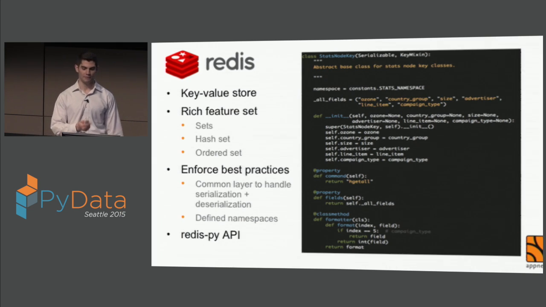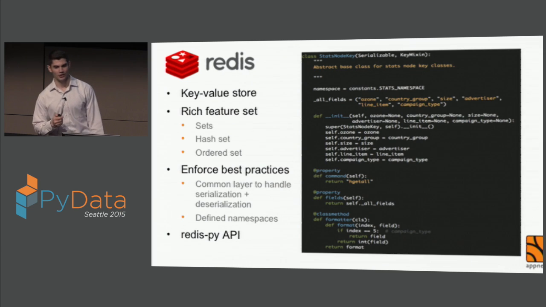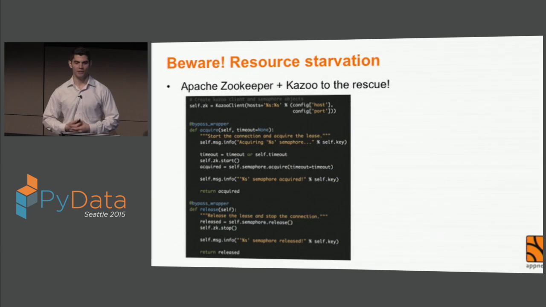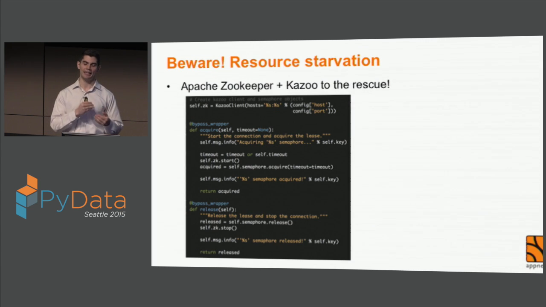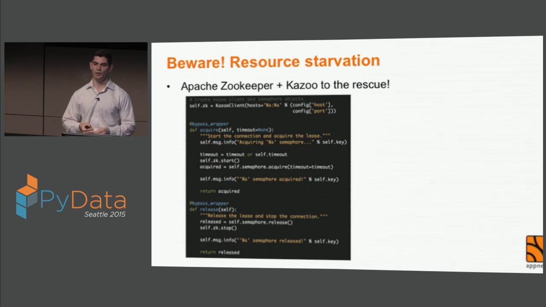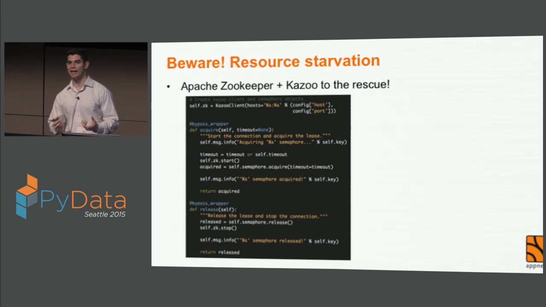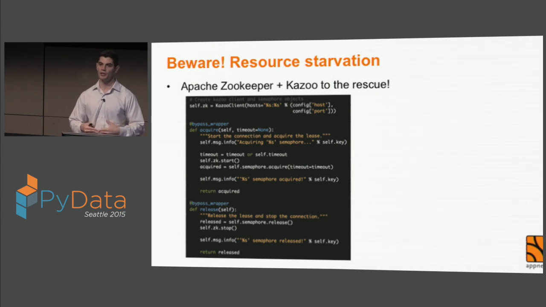We use the redis-py API, another Python package that has been really great. Oh, beware resource starvation. This process of pulling from Vertica and caching, or really hitting Vertica constantly in order to retrieve the most up-to-date data, can put a strain on our Vertica clusters. And Vertica has an interesting way of dealing with resource management in that it allocates a big chunk of resources for every query that's running on the cluster.